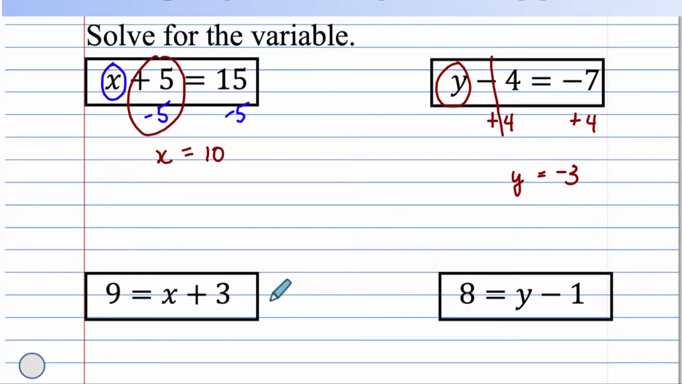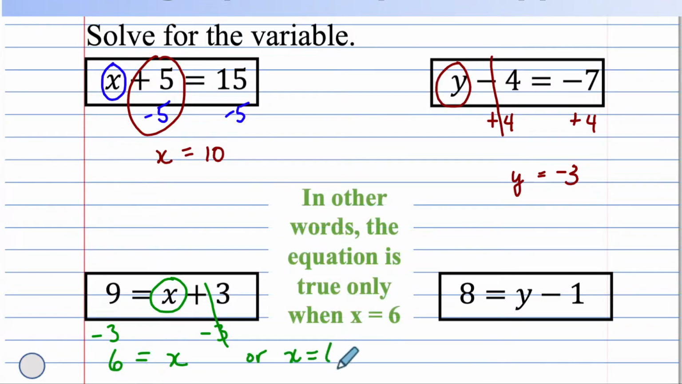Third one. X is on the right-hand side of the equation, and that's okay. All you're going to do is try to get a 0 pair on the right. What you do to one side, you have to do to the other. X is on the right side. Here's a 0 pair, and 9 subtract 3 is 6. Therefore, X is equal to 6.